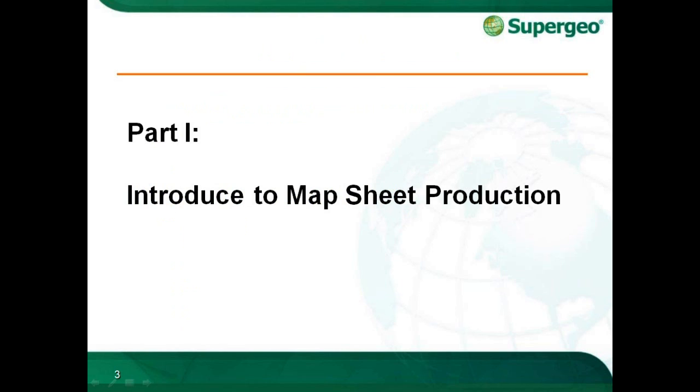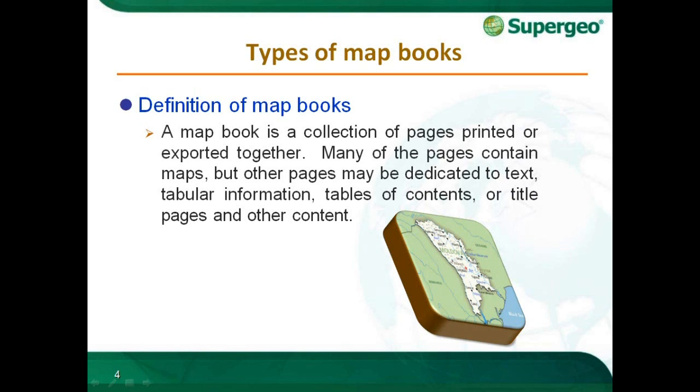At the beginning, we will introduce map sheet production. A map book is a collection of pages printed or exported together. Many of the pages contain maps, but other pages may be dedicated to text, tabular information, tables of contents, the title page and other content. Generally, everyone can create a map book by manually printing out a title page, then some map pages and anything else they want to include in the compiled document.